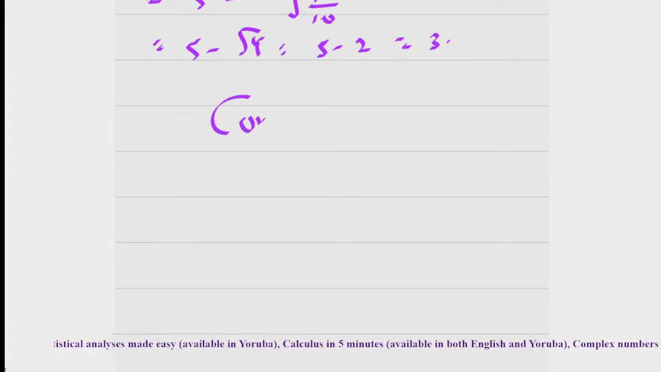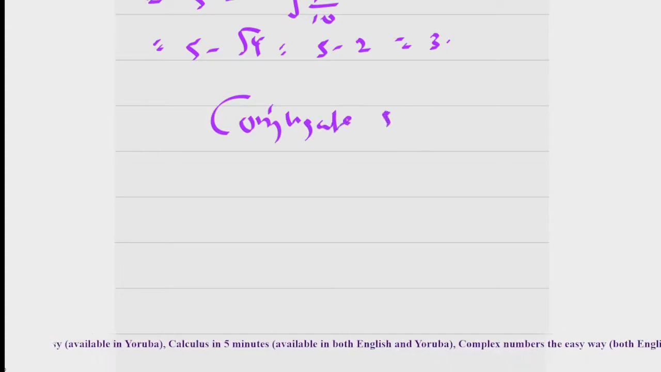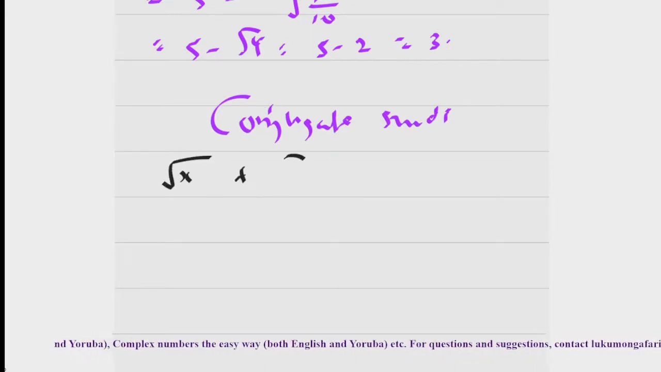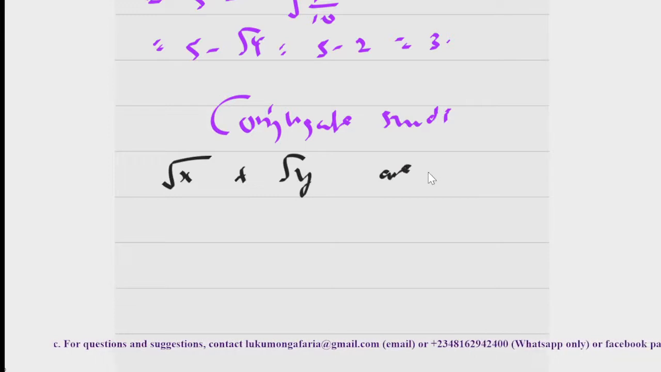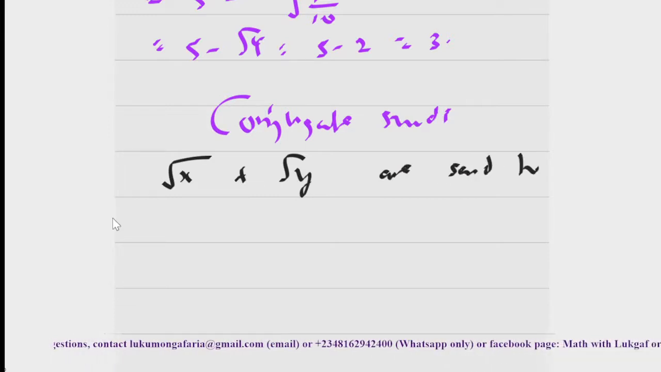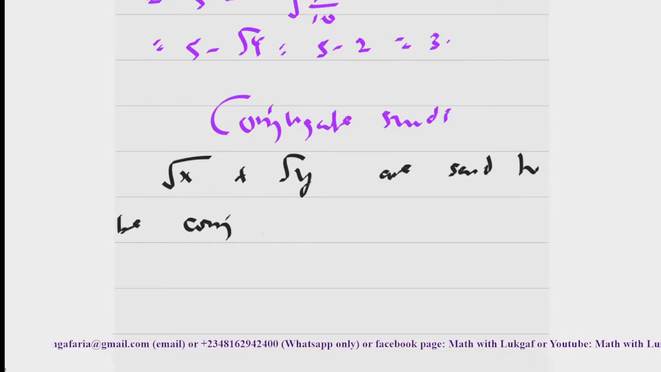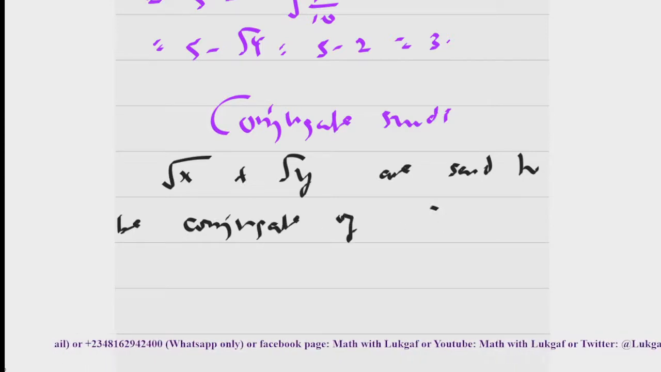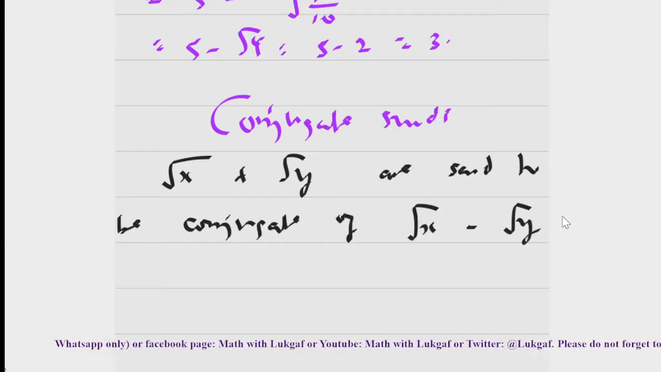So let us now move to conjugate surds. What do you understand by conjugate surds? Basically, let's say you have square root of x plus square root of y. You understand now? So root x plus root y are said to be conjugate of root x minus root y. When we say something is conjugate of each other, it means when you multiply them together, the result gives a rational number.